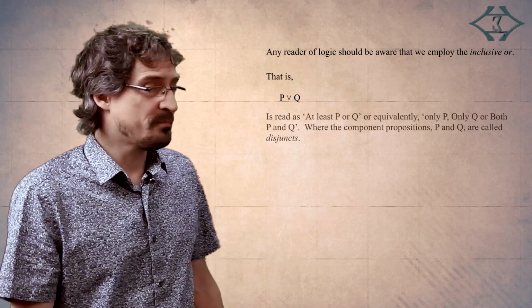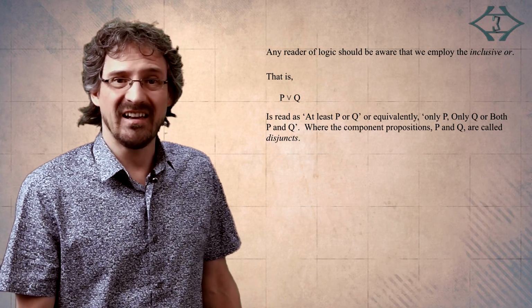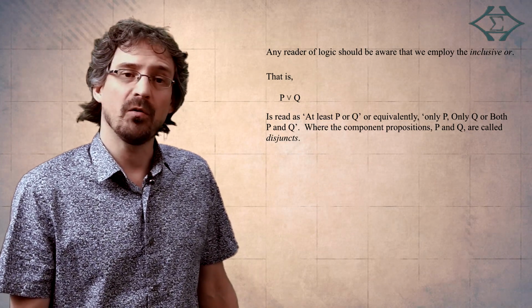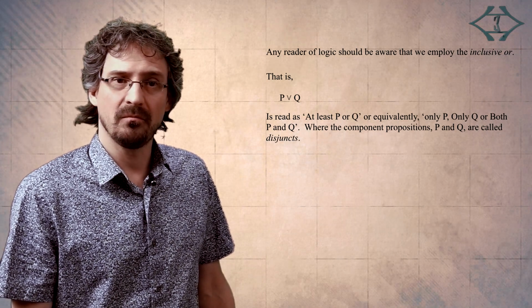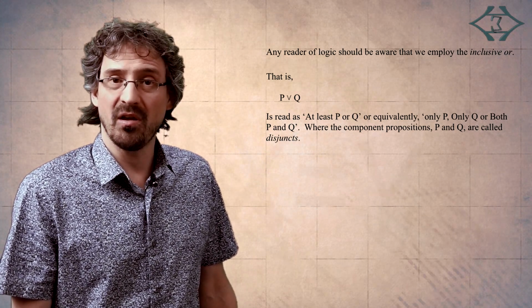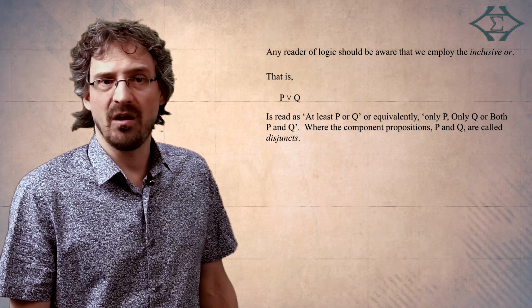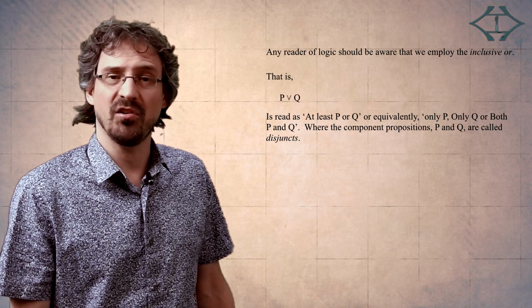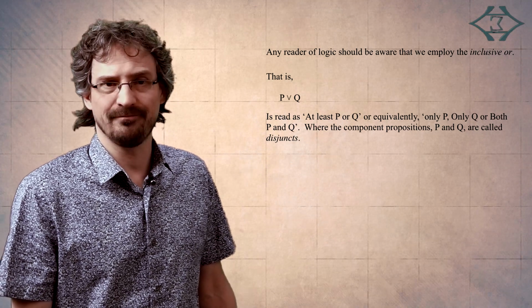However, in the philosophy of logic and language, and that of mathematics, we must avoid such ambiguity. Consequently, any reader of logic should be aware that we employ the inclusive or, that is, the disjunction of P and that of Q is read as at least P or Q, or equivalently, only P, only Q, or both P and Q, where the component propositions P and Q are called disjuncts.